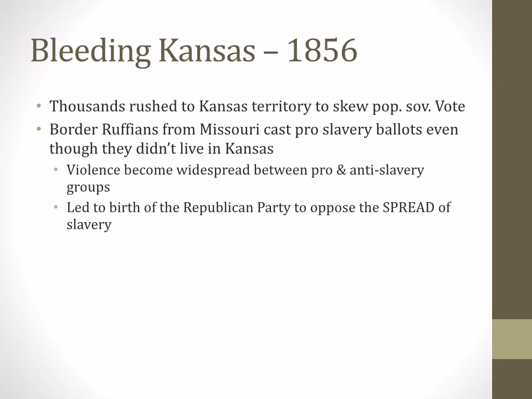Border ruffians from Missouri, so people hopped the border in order to come over, cast pro-slavery ballots even though they didn't live in Kansas. There weren't like voter ID laws or anything like that. You just went up and voted. So a lot of violence happened between the pro and anti-slavery groups, and it led to the birth of the Republican Party in order to oppose the spread of slavery.